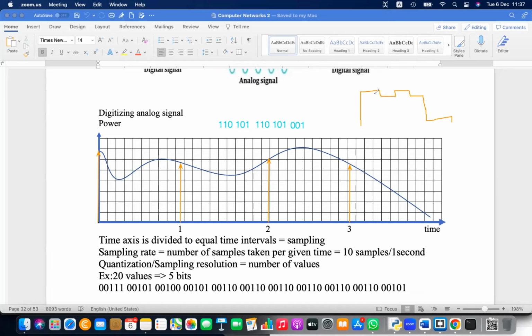Actually, if you try to use the middle points and generate the analog signal, analog is something like this. The corresponding analog signal will be starting from here, going to 5, going to 6, going to 5, and so on. This is the analog signal after conversion.